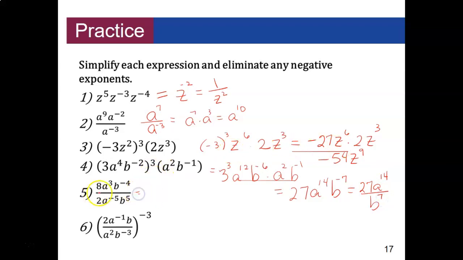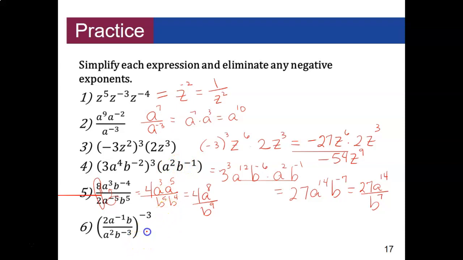Okay, on this one, these are actual coefficients and not exponents, so we're going to just simplify that as a fraction. So we'll have 4. We're going to take these a's up to join with those. So we'll have a to the 3rd and a to the 5th. And then we're going to bring these b's down to the denominator. So we'll have b to the 5th and b to the 4th. So we'll have 4a to the 8th over b to the 9th.